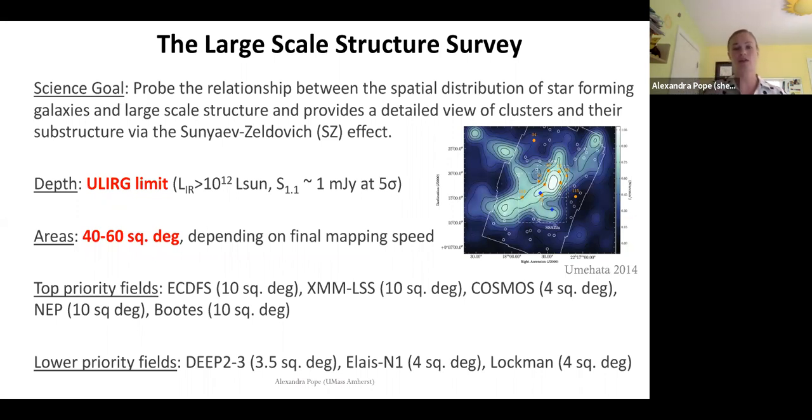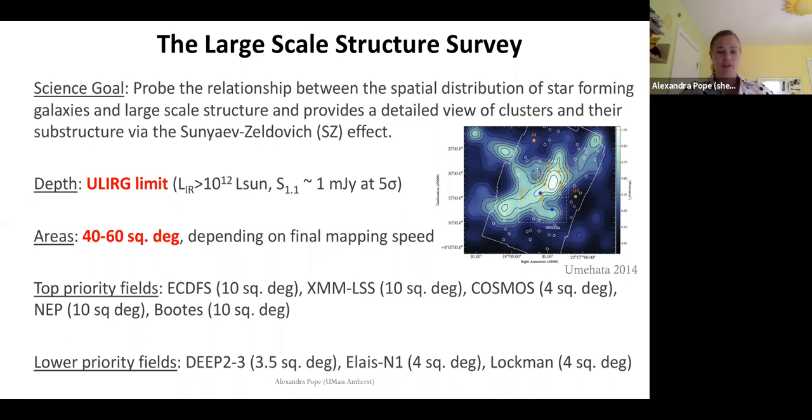The goal of this survey is to really take advantage of the fast mapping speed and cover a wide area. Herschel did wide areas over large extragalactic regions, but it suffered from the resolution. So here, because we can do wide areas and our confusion limit is lower, we can go all the way down to the Euler limit, which is about 1 millijansky 5 sigma at 1.1. We're planning to cover about 50 square degrees, depending on the final mapping speeds.